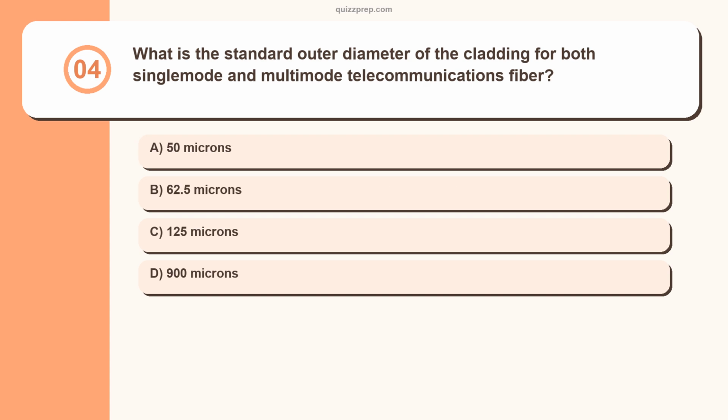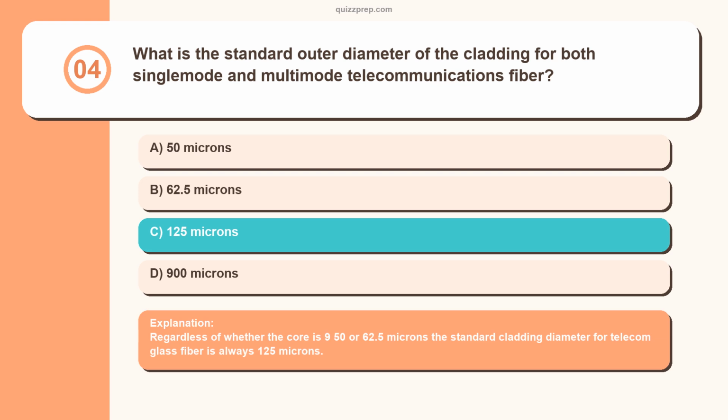Question 4. What is the standard outer diameter of the cladding for both single-mode and multi-mode telecommunications fiber? 50 microns, 62.5 microns, 125 microns, 900 microns. Regardless of whether the core is 9 or 62.5 microns, the standard cladding diameter for telecom glass fiber is always 125 microns.